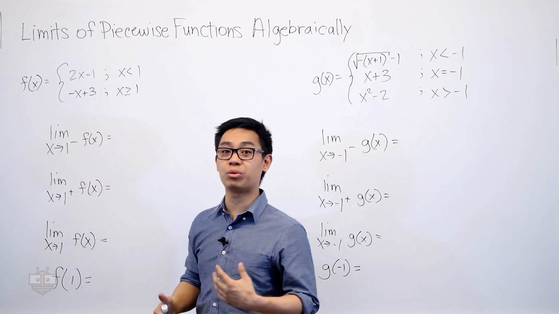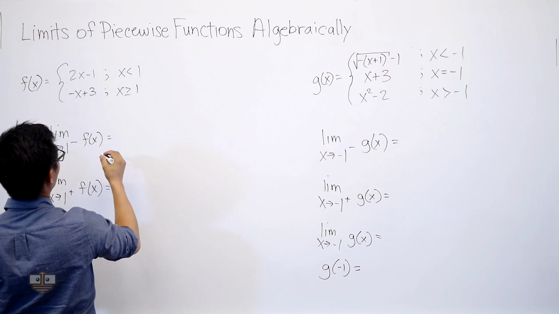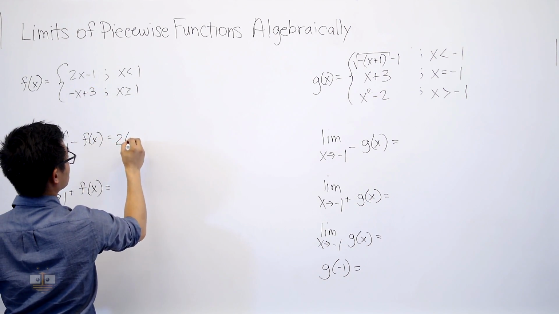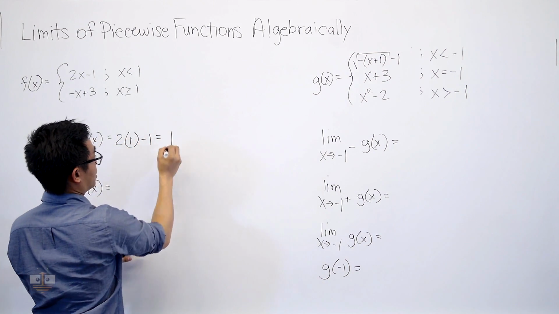So which function should we sub into if we're approaching from the left? It should be this function. So really, we want to be subbing 1 into 2x minus 1. And the answer we get for that is 1.